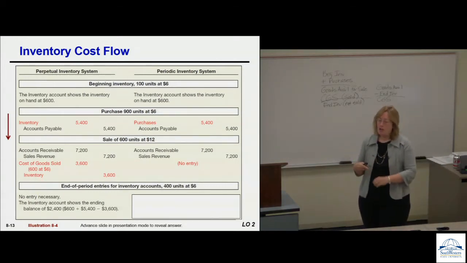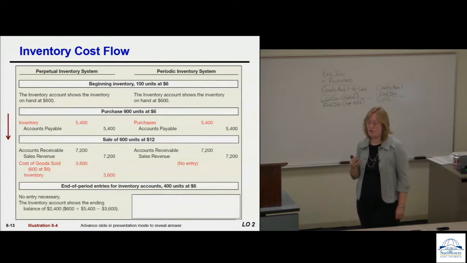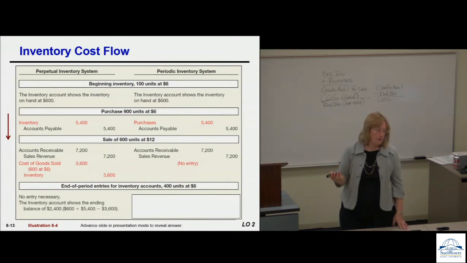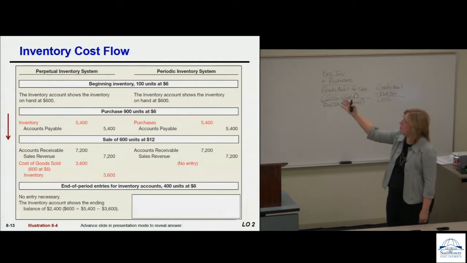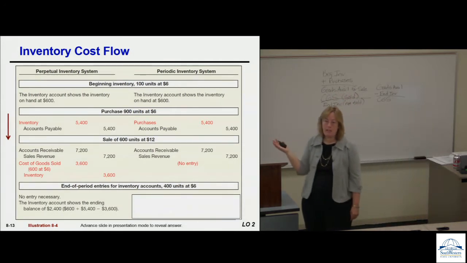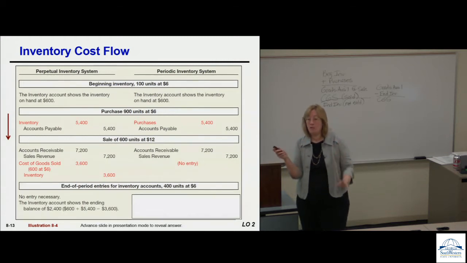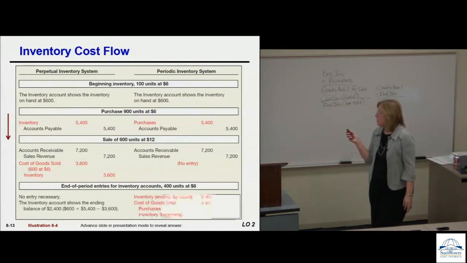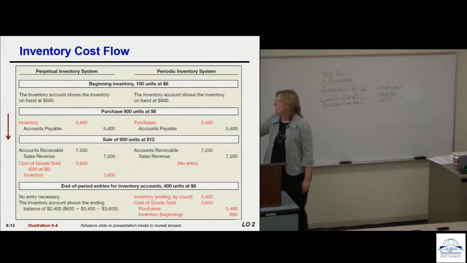What is the correct amount? At the end of the period, we have 400 units at $6, so our correct amount is 2,400, right? And at the beginning, we had 100 units at $6, so we had 600 at the beginning, 2,400 at the end. So now we know whether we need to debit or credit inventory, right? We need to increase inventory up to 2,400. This is the way they've done that: put in the ending, take out the beginning.